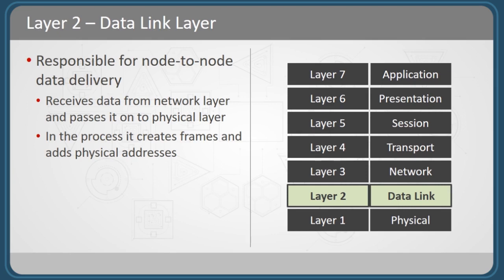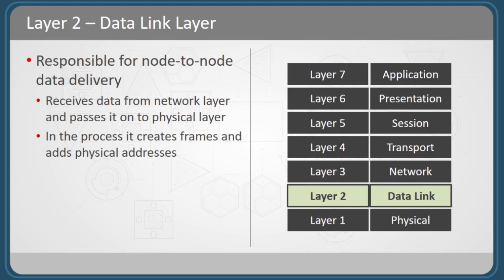So layer 2 receives data coming down from the network layer and then passes it on to the physical layer. But during that process, it creates frames and adds physical addresses. Very loosely, frames, in essence, identify the beginning and the end of any given transmission, just like a frame around a picture outlines or borders the picture, if you will. But really, it's the idea of the address that comes into play here.